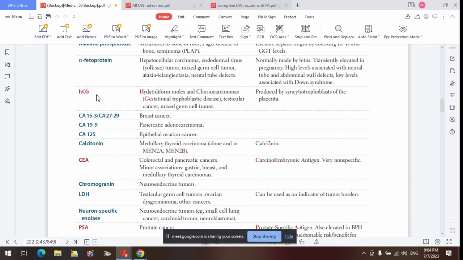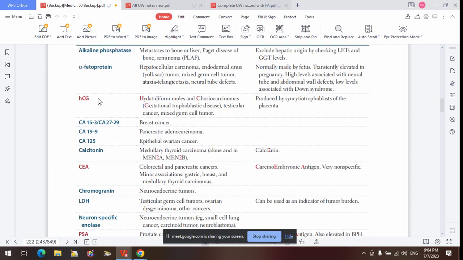HCG, you always want to look out for a placental issue with respect to HCG elevation. So someone has a hydatidiform mole or choriocarcinoma. These are neoplastic problems with the placental tissue. They can have elevated HCG because HCG is a hormone produced by the trophoblast tissue of the placenta. So once you see elevated HCG, you want to think about a placental problem. Is this person having a choriocarcinoma or a hydatidiform mole?